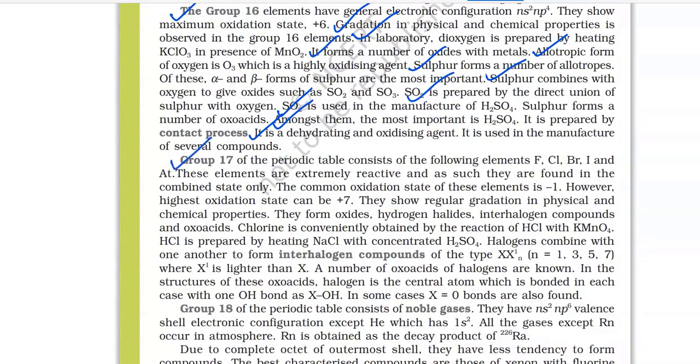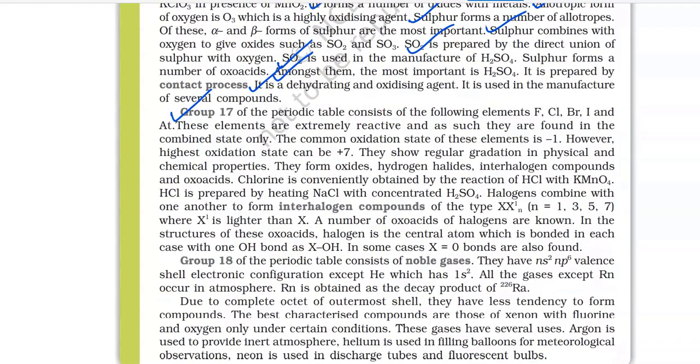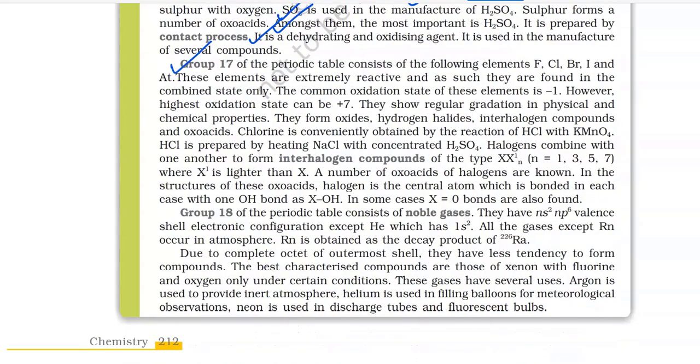Group 17 of the periodic table consists of the following elements: fluorine, chlorine, bromine, iodine, and At. These elements are extremely reactive, and as such they are found in the combined state only. The common oxidation state of these elements is -1. However, the highest oxidation state can be +7. They show regular gradation in physical and chemical properties. They form oxides, hydrogen halides, interhalogen compounds, and oxoacids.